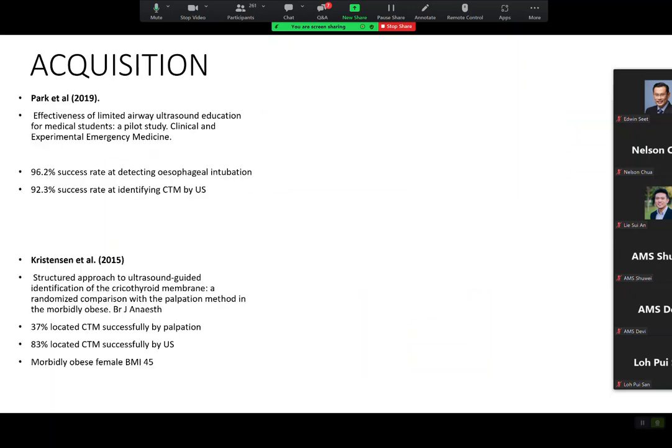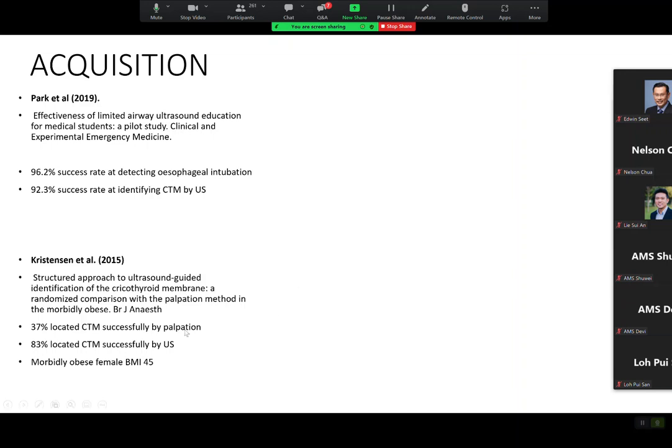So quite a number of studies have shown that it's quite easy to teach acquisition. These studies have involved about a 1 or 2 hour lecture and practical session, followed by assessment subsequently, and they've shown quite high success rates at both teaching and identification of cricothyroid membrane by ultrasound.